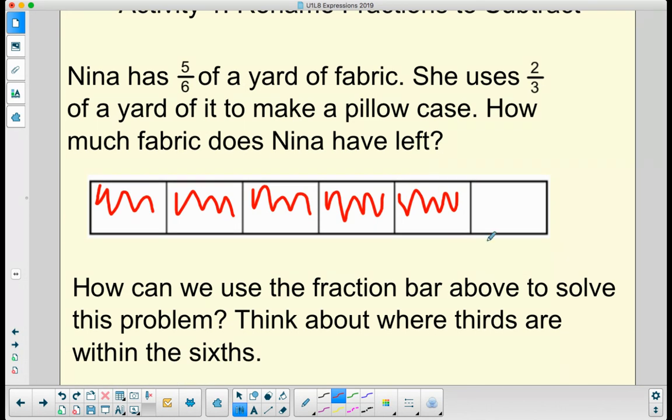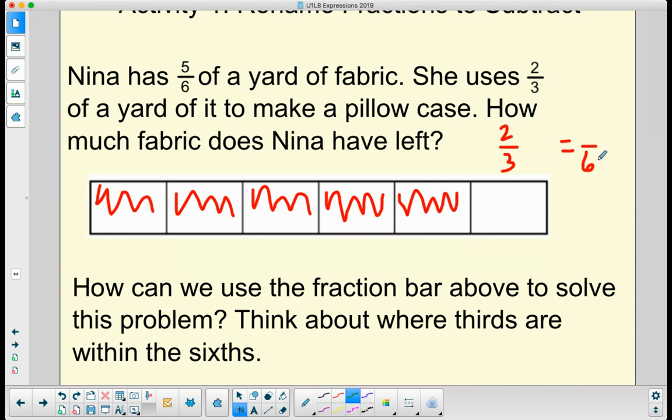So how can we use a fraction bar above to solve this problem? Well, we need to take 2/3 of a yard from here, but our fraction bar is not partitioned into thirds. So we need to think of how I can partition this into thirds. I need to think about how I am going to find what 2/3 is equal to in sixths. So I'm going to think equivalent fraction to 2/3.